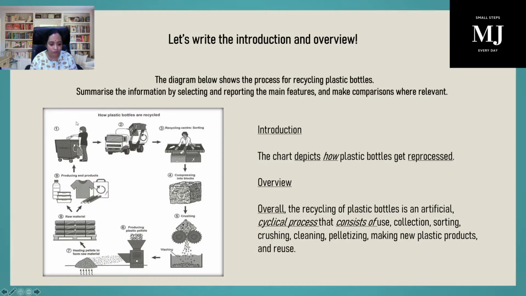Compressing or crushing. Okay. Cleaning, because washing is there. Pelletizing, because it is producing the plastic pellets. Making new plastic products. Okay. These new plastic products. Of course, after you have the new finished products in hand, you will again use them, right? And then after using, you will go back to the first stage. You will throw them. So you are coming back to where you started. That is why it is a cyclical process.